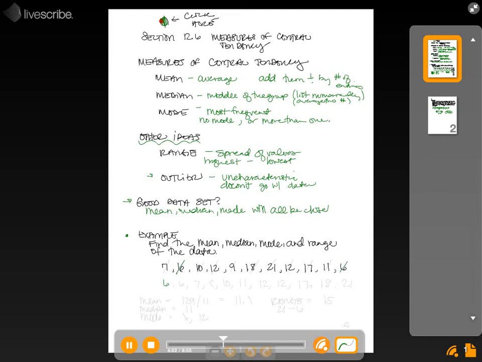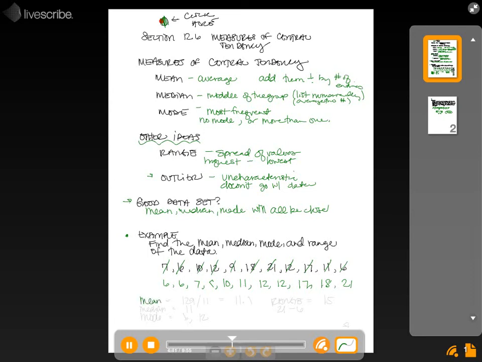There is a 6, and then there is another 6. So we have 6, 6, then 7, 9. After 9 would be 10, then an 11. Then we have 2 12s, 17, 18, and 21. And that would be everything in our data set. So let's see how many numbers that is. It's 1, 2, 3, 4, 5, 6, 7, 8, 9, 10, 11. Good, it's an odd number. That means we'll have a median that's pretty straightforward. There's going to be a specific value that is in the middle.